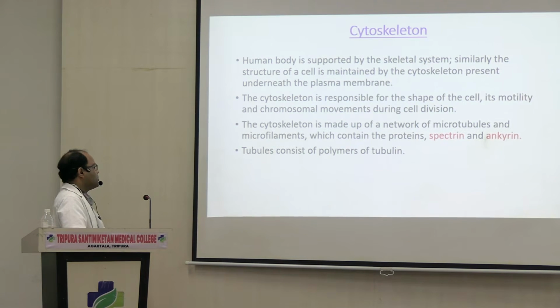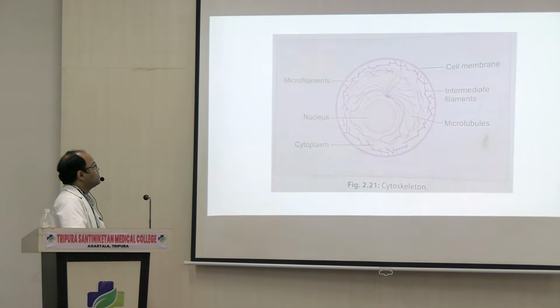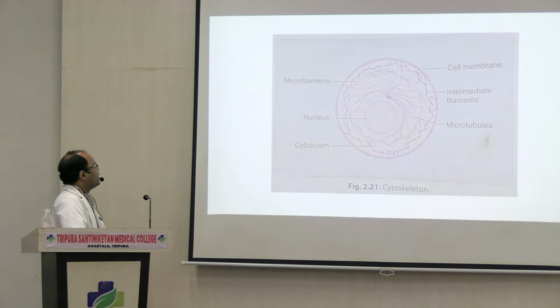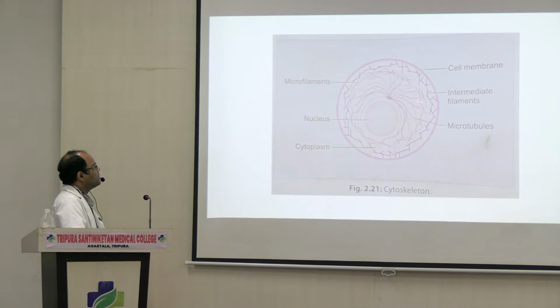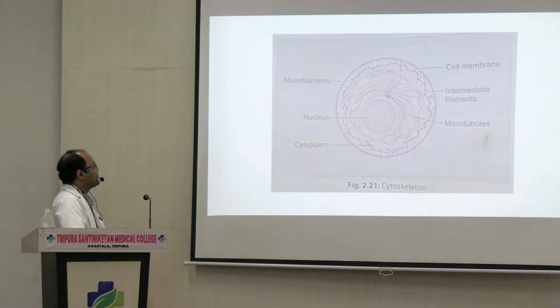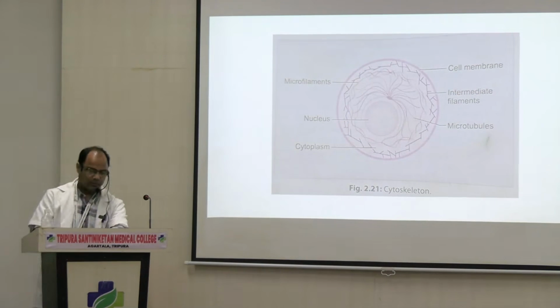Microtubules consist of polymers of tubulin. Here you can see this is the nucleus. Here you can see some projections. These are microtubules. These are microfilaments. This is the cell membrane.